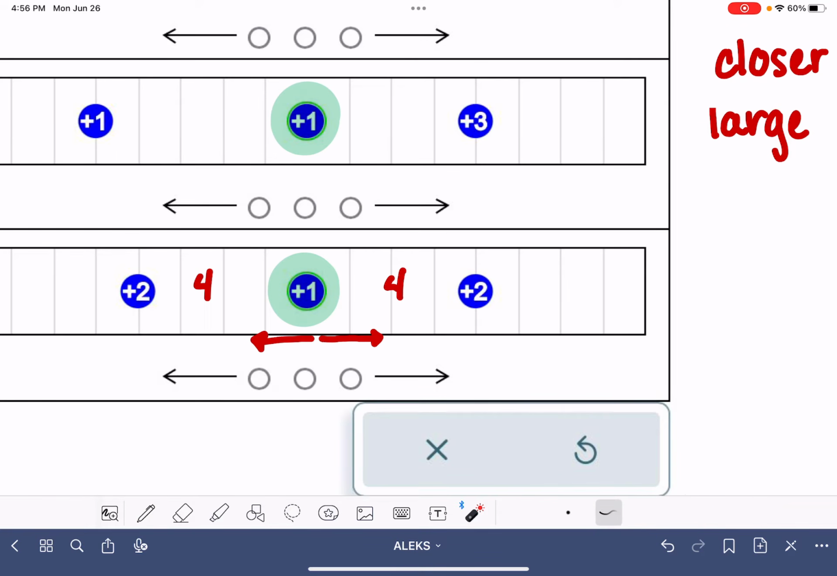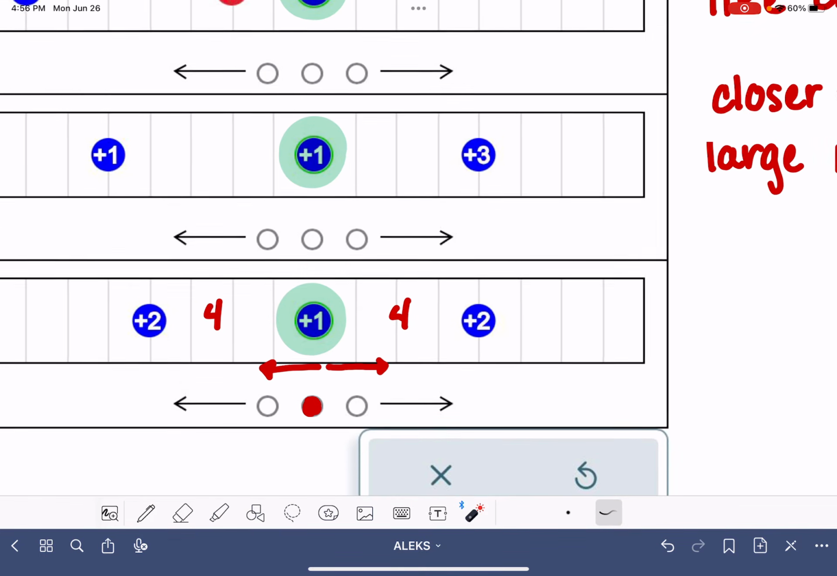So what we're looking at here are two particles that have the same sign, they have the same magnitude, and they are the same distance from the point charge. That means that the force pushing this particle to the left is exactly the same as the force pushing the particle on the right. There is going to be no net movement for that particle in the middle. It's just going to be kind of stuck.